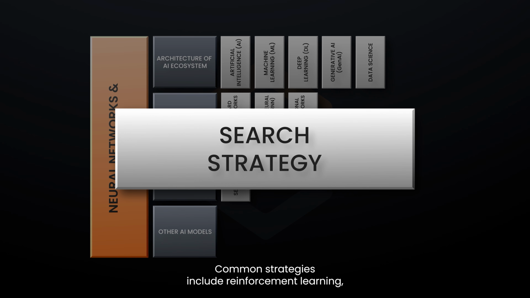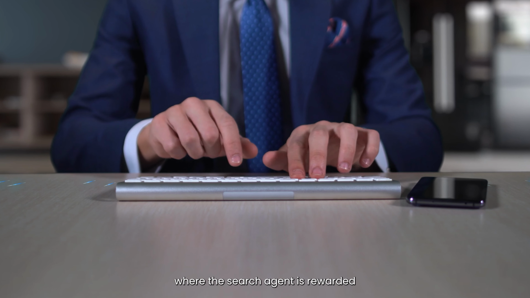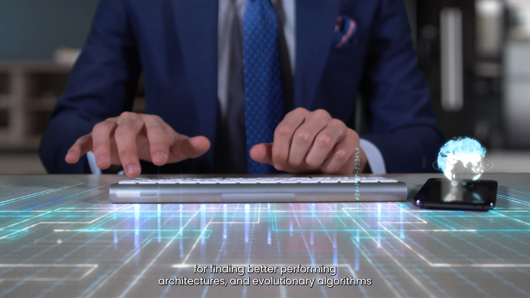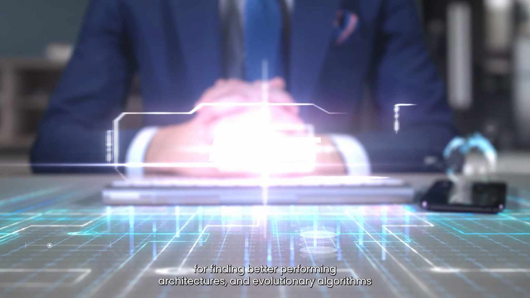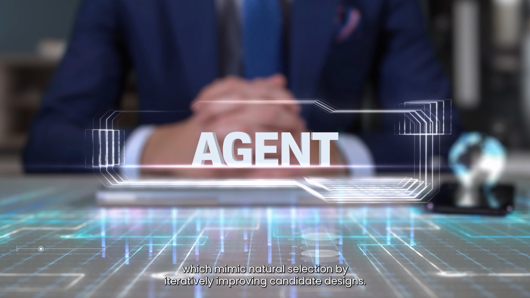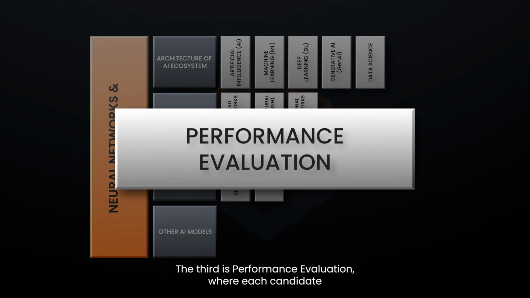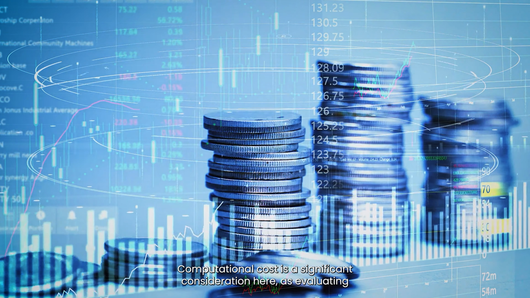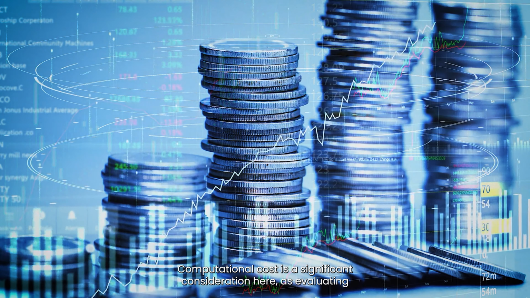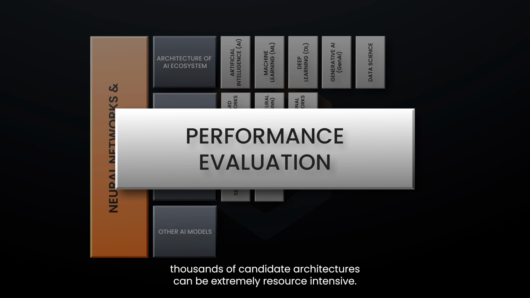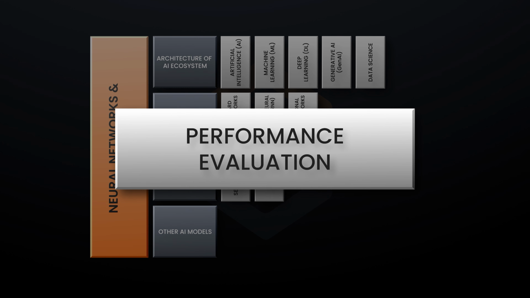Common strategies include reinforcement learning, where the search agent is rewarded for finding better performing architectures, and evolutionary algorithms, which mimic natural selection by iteratively improving candidate designs. The third is performance evaluation, where each candidate architecture is scored on how well it performs on the target task, allowing the search to converge on the strongest designs. Computational cost is a significant consideration here, as evaluating thousands of candidate architectures can be extremely resource intensive.